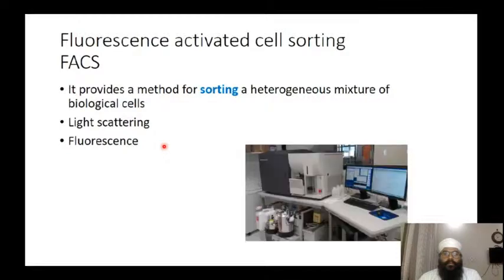FACS mechanism looks like this. So we have the machine, we have of course the computer, which is going to analyze the data, and we have the fluids container and the waste container. Now, how does it work?